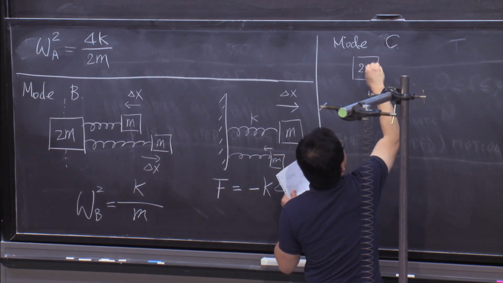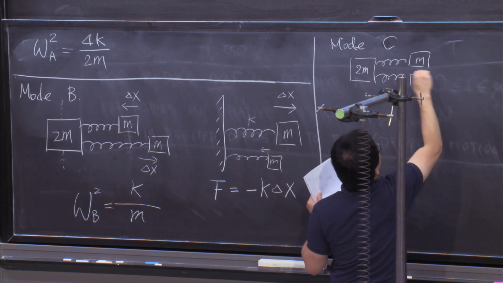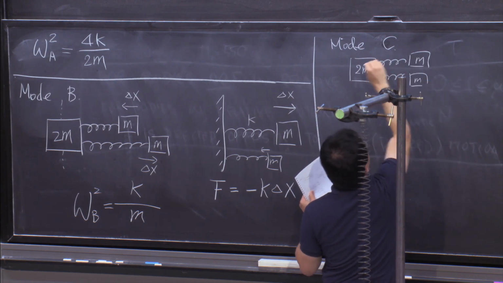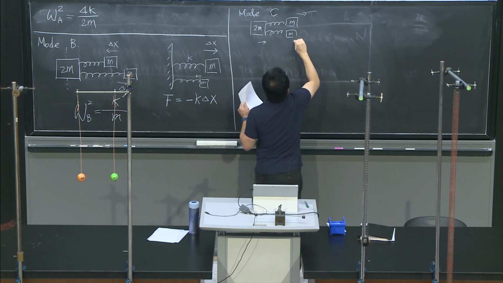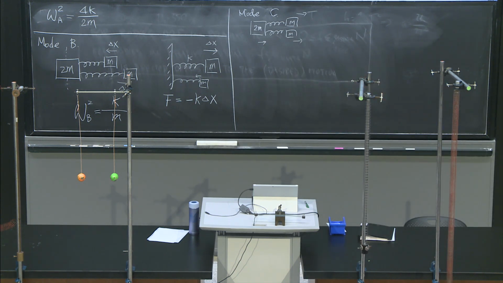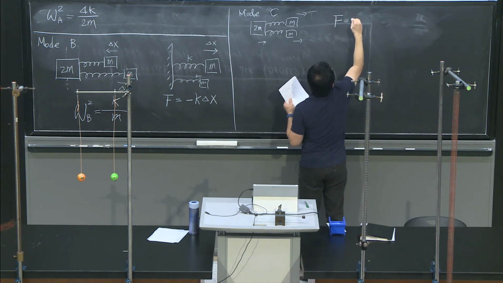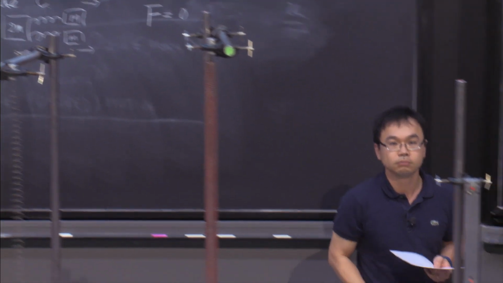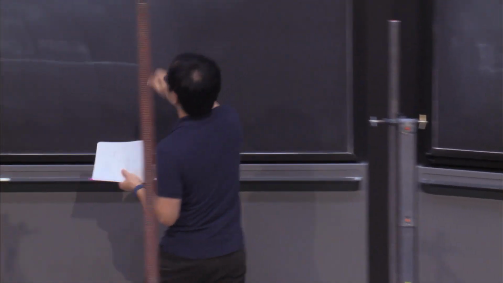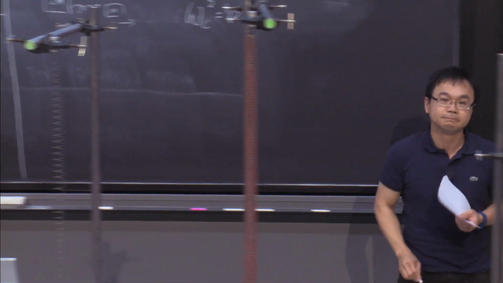So this is the 2m connected to S1, S2, okay? All of them are moving in the same direction. So now I can calculate the force. What is the force? F is 0. Therefore, omega c is 0.